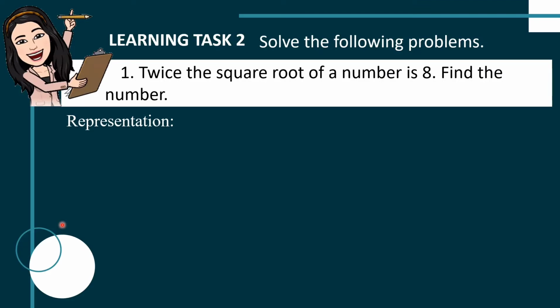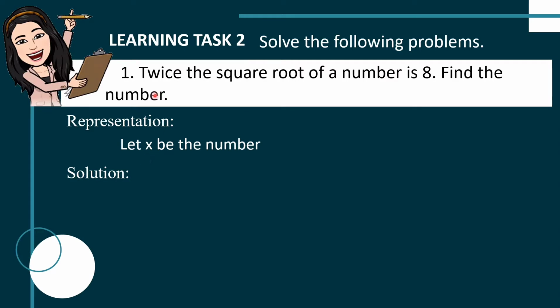We have to represent x as the number since it says, twice the square root of a number is 8. But we don't know that number. Double daw nung square root nung number is 8. So what is that number? Let us represent it as x. If x is the number, therefore, the square root of a number is equal to square root of x. Tama ba?